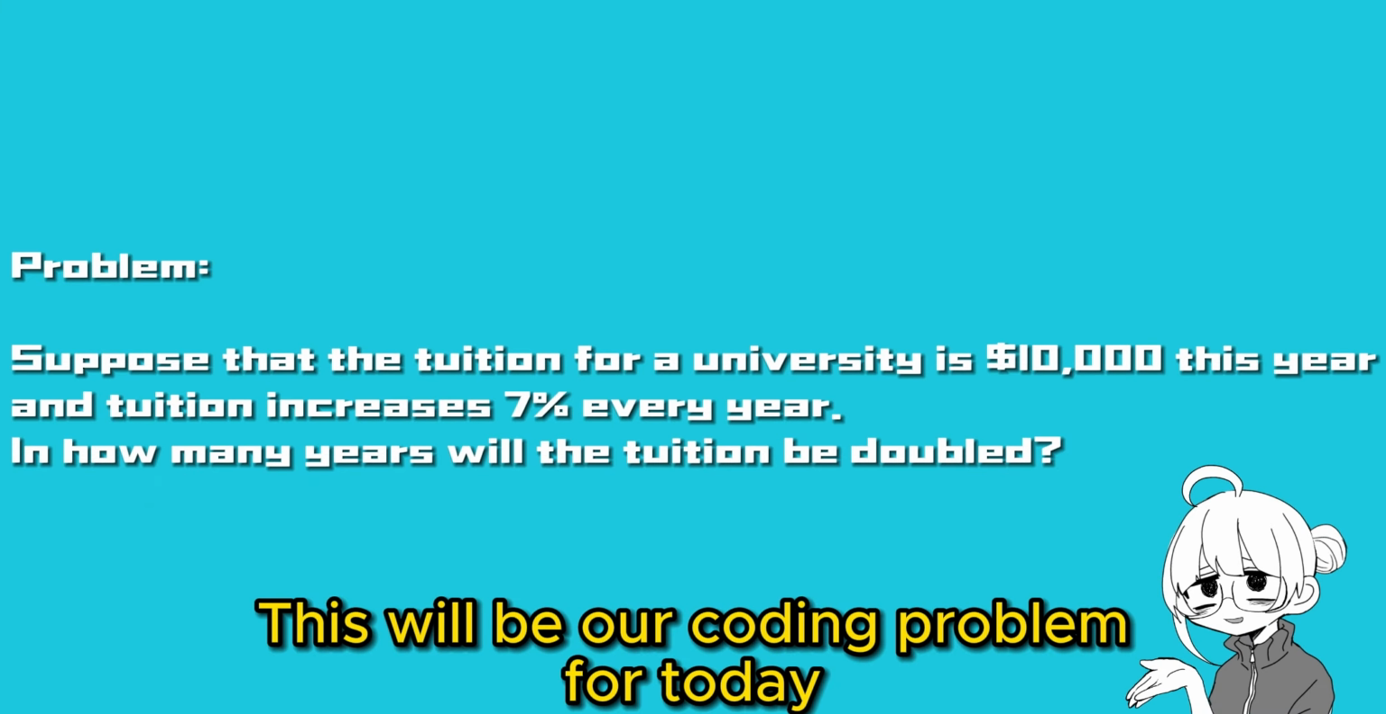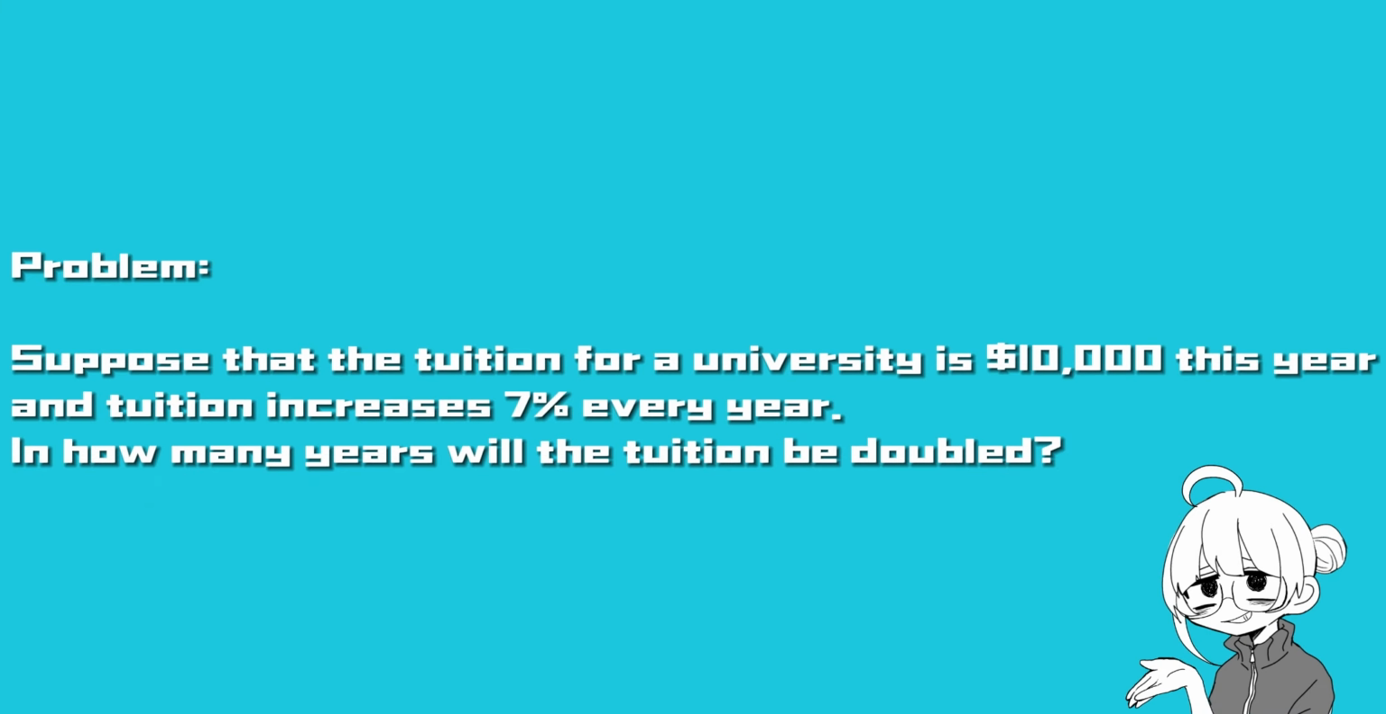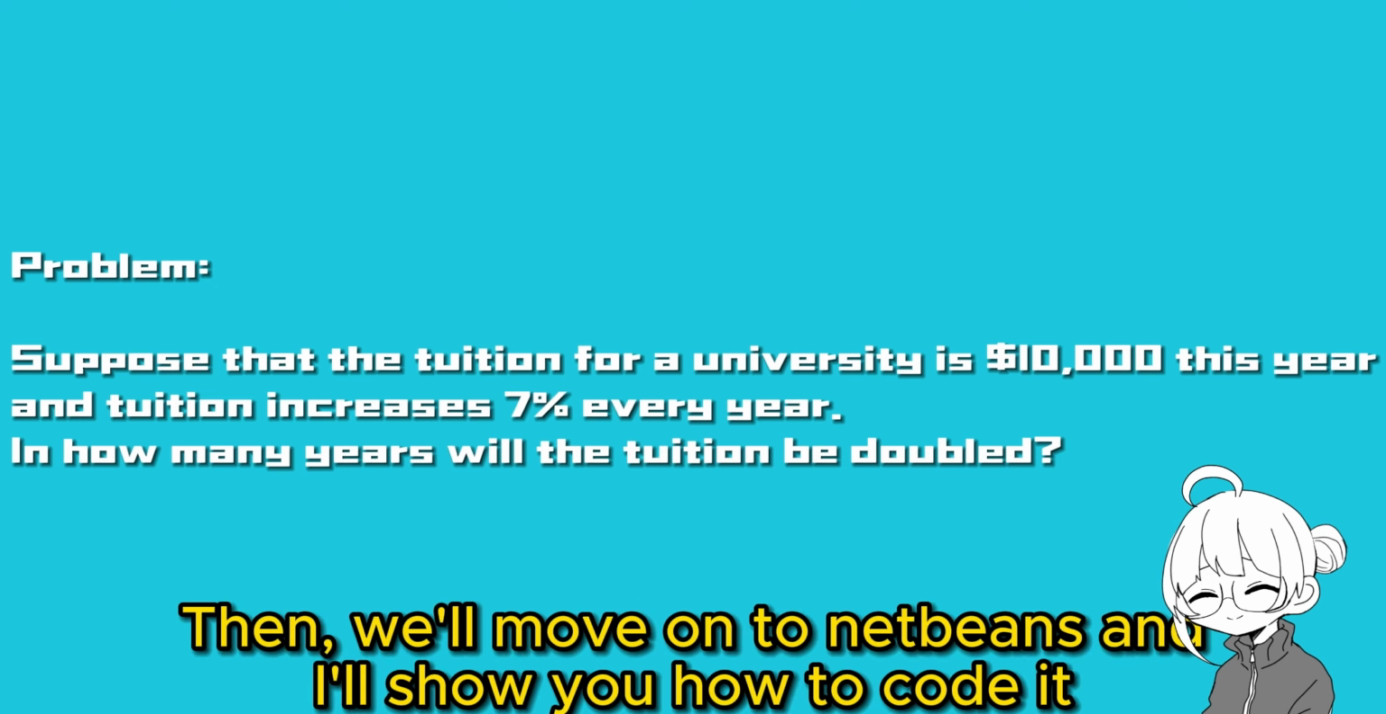Here we go. This will be our coding problem for today. Suppose that the tuition for a university is $10,000 this year, and tuition increases 7% every year. In how many years will the tuition be doubled? Then we'll move on to Netbeans and I'll show you how to code it.